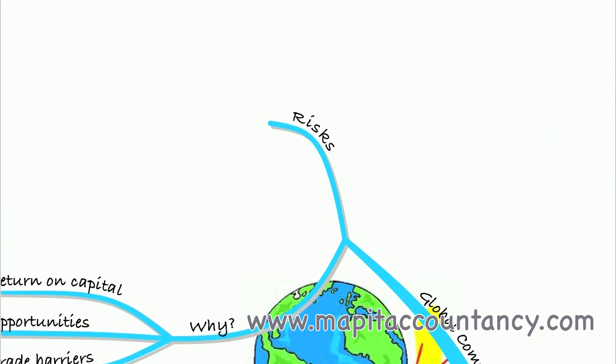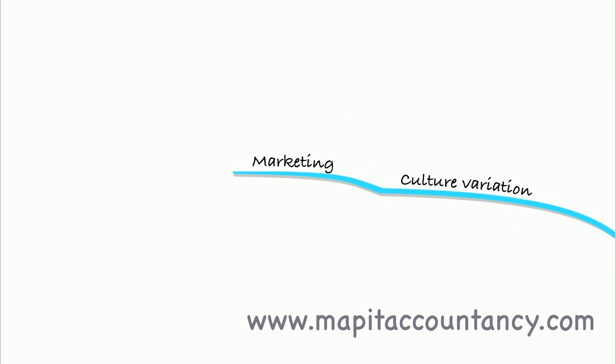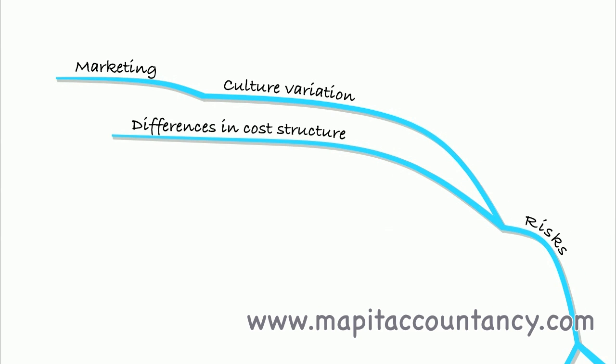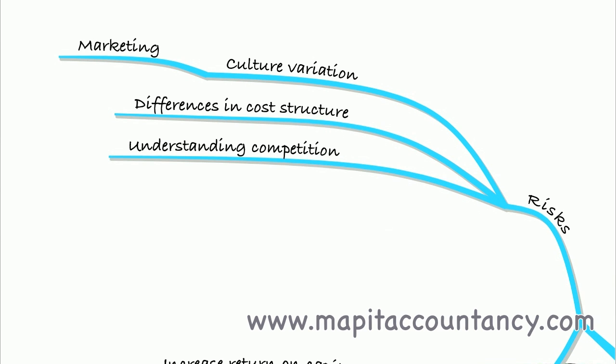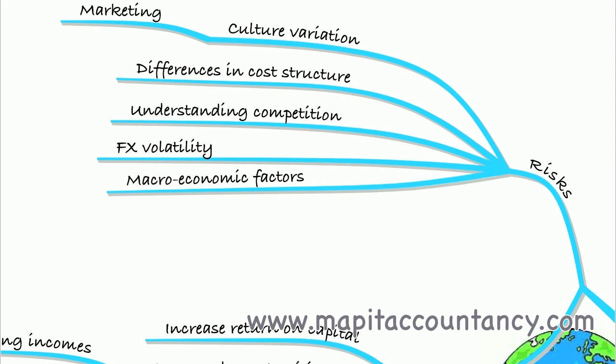There are, however, some risks whenever we undertake global competition. For example, cultural variation, particularly when it comes to our marketing strategies. Marketing in one area may not work the same as marketing in another. Differences in our cost structure, well, that will be apparent whenever we move into those other areas. Understanding the competition may well be different in those areas from what we've undertaken before or what we expected. Foreign exchange volatility is a key area that the business needs to understand. And the macroeconomic factors. Is the area we're going into in a recession? Is it in a boom? Is it a boom and bust economy? How does it actually work?